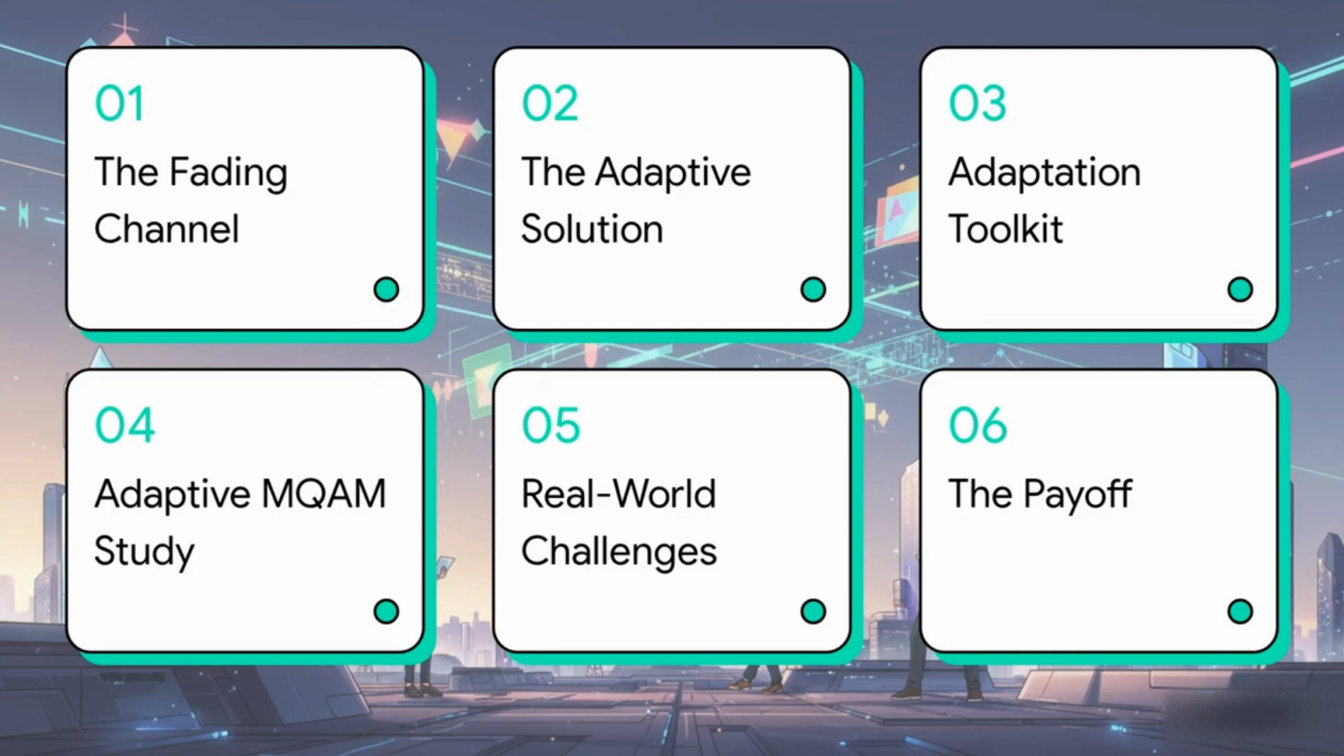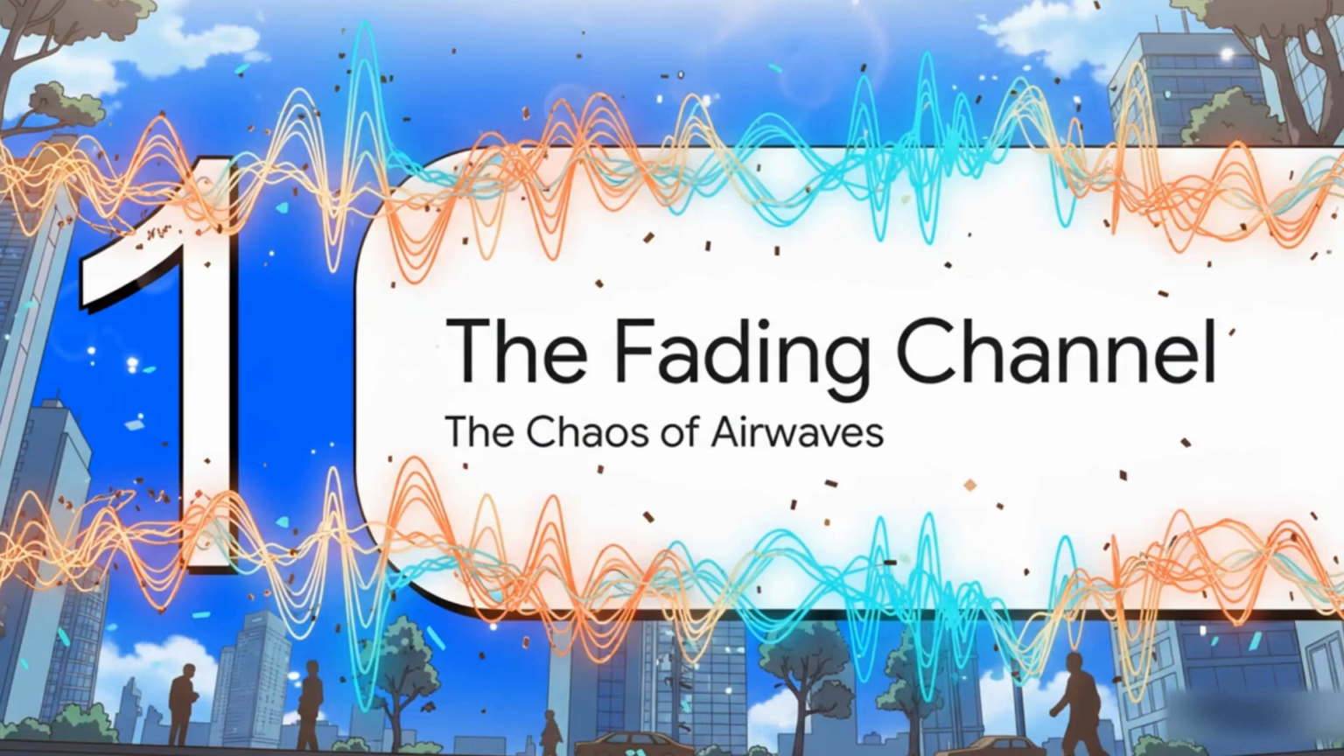All right, here's our roadmap for today. We're going to start with the core problem, what engineers call the fading channel. Then we'll get into the elegant solution, the adaptive solution, and all the tools in its toolkit. After that, we'll dive into a real-world case study, adaptive MQAM, to see how it works in practice. Then we'll get real about the challenges, and finally, we'll wrap up with a massive payoff and see why all of this matters so much. So let's kick things off with part one, the fading channel problem.